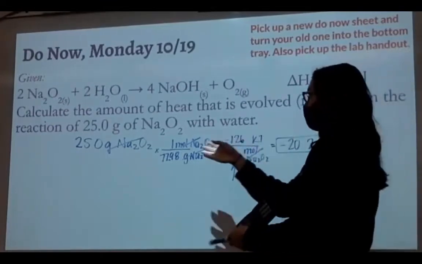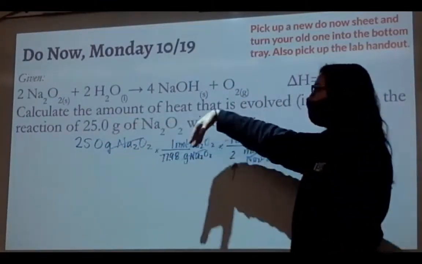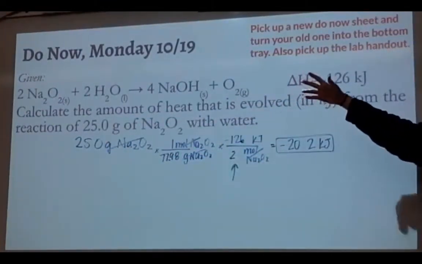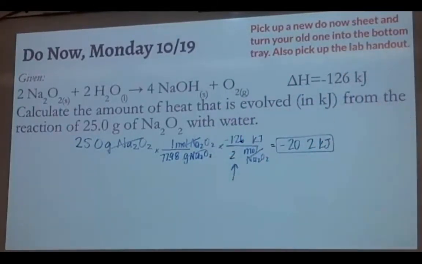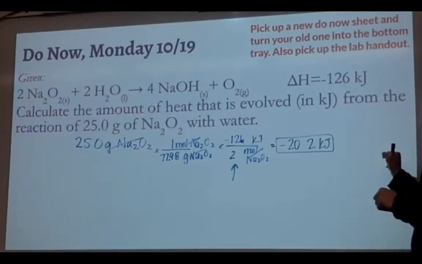And we could go the other way. They could give us heat and ask us to go to grams or to moles. So we just go the other way. We have kilojoules on the bottom, moles on the top. Any questions on the do now?